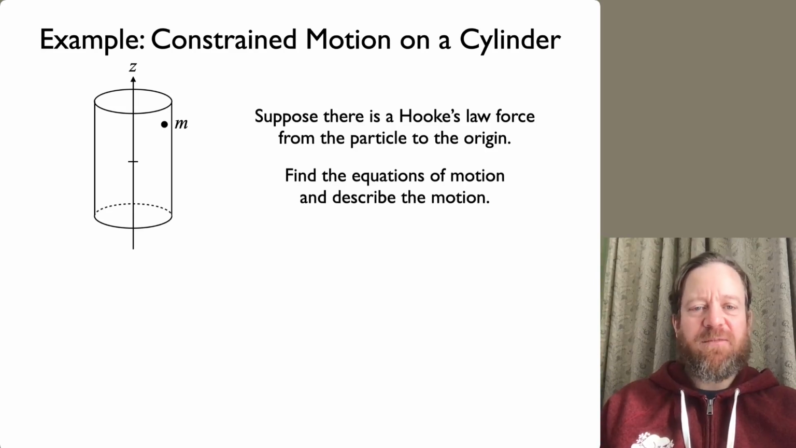Okay, so how do we do this? Well, we're going to solve this problem in cylindrical coordinates. These are the coordinates that are natural for this particular system. In other words, we will use coordinates rho, phi, and z. So let's mark in those coordinates. Of course, z is already marked in. We will make a vector going from the origin to our mass m, and we're going to label that as the position or displacement vector r.